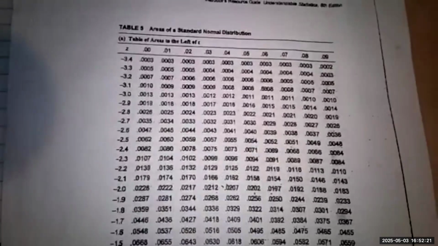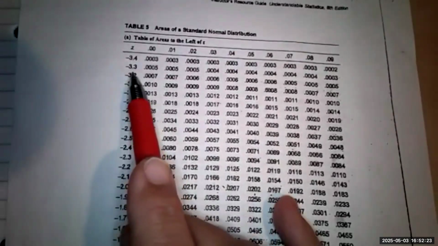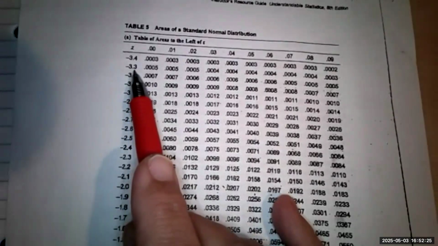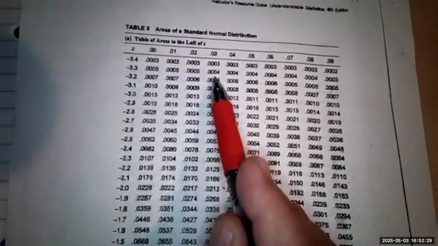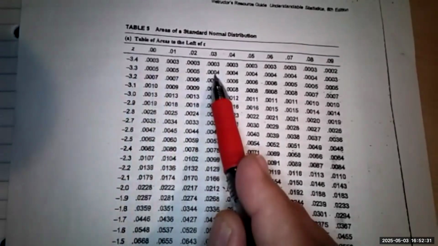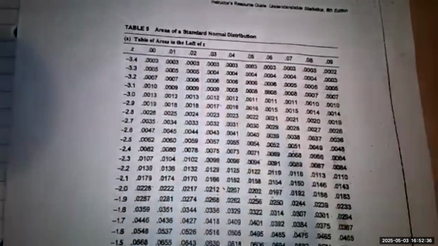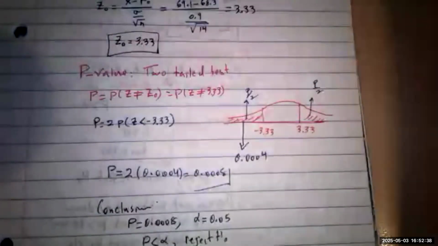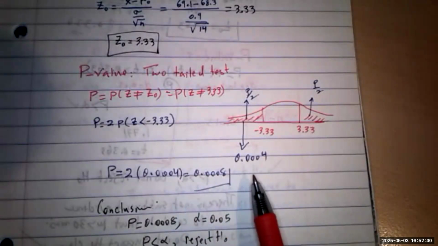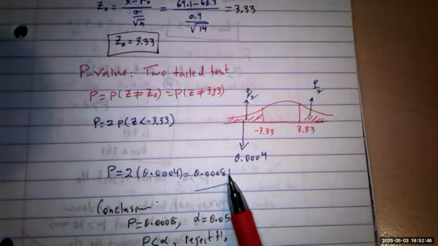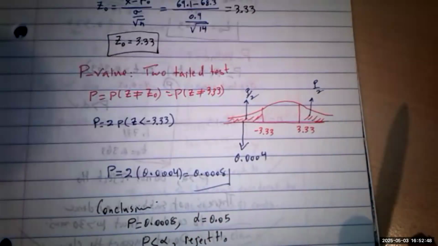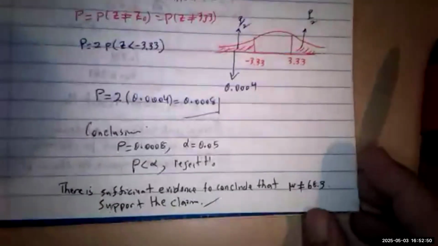That is going to be negative 3.3. Okay, negative 3.3, 1, 2, 3. This is it. So in the case of negative 0.33, you get 0.0004. So one area would be 0.0004. You multiply by 2, that gives a very small number, 0.0008. Okay, so that's going to be your probability, which is almost 0.